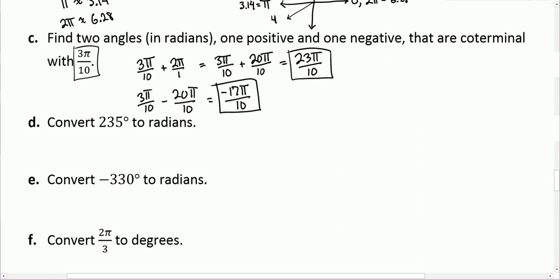For part D, we want to convert 235 degrees to radians. So we can set up a proportion. It doesn't matter, but I'll do radians over degrees. We have 235 degrees, and we want to find radians, so we don't know our radians. So I'm going to put x for radians, and 235 degrees is equal to, now in this next fraction, I'm going to put something I understand here. I know that pi radians is 180 degrees.